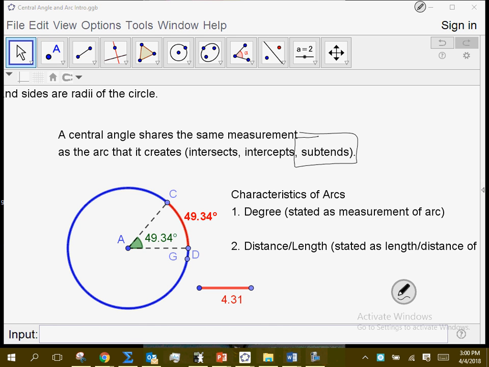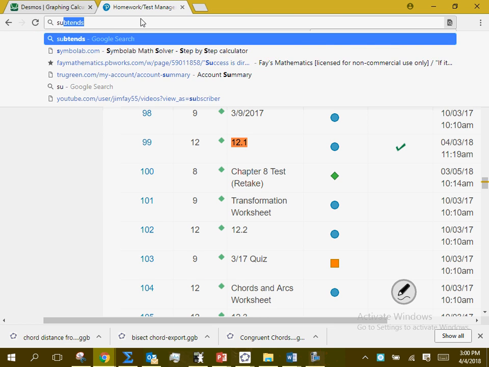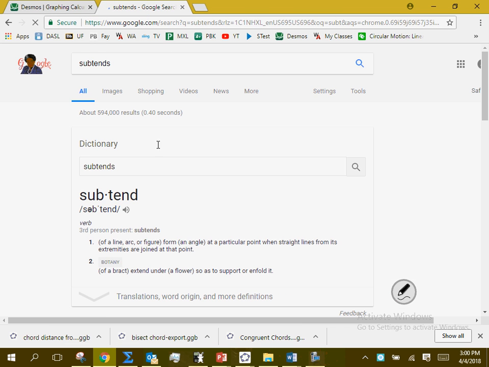Whenever you see the, and I'll give you the, I don't know if I still have it up. We did this in the last class. Nope. I just Googled subtends, and it's really not that great of a definition. It says, of a line, arc, or figure, formed at a particular point when straight lines from its extremities are joined at that point. Okay, that's kind of, I mean, what does that say, right? Anybody read that and say, well, I have no idea what that definition is talking about?